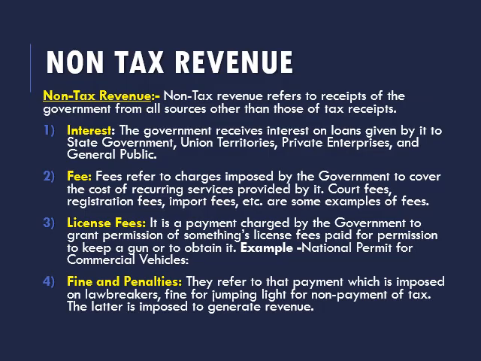There is also non-tax revenue. In the previous lecture, we have not explained this part; we completed the tax part there. So what is non-tax revenue? It refers to those receipts of the government from all sources other than tax receipts. First, interest. The central government receives interest on loans which it has given to state governments, union territories, private enterprises, or the general public.